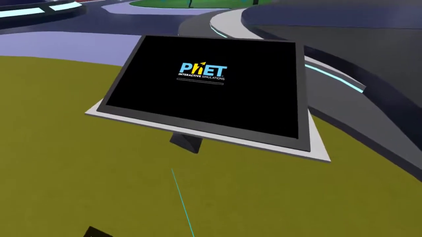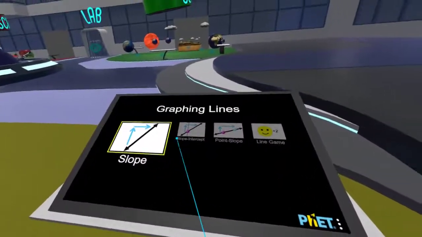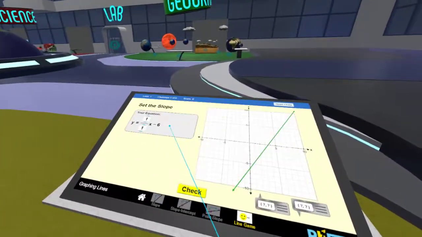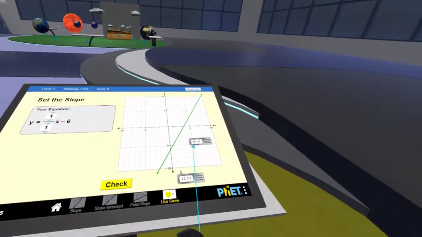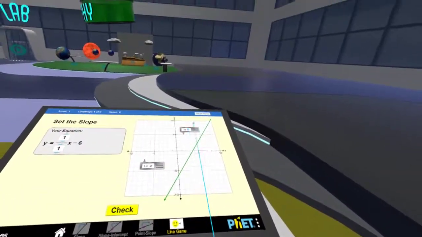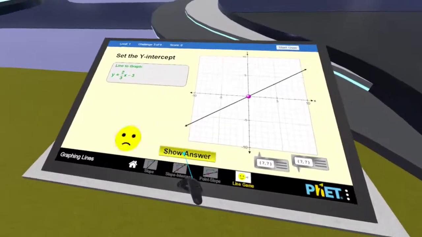Do you know how a cab's fare is calculated, or which parameters are considered in this calculation? If you thought about the distance traveled and the time required to make that travel, you're right. The way that each of them is considered in this calculation can vary throughout different cities and countries. It is fairly common, though, that both of them are linearly correlated to the fare.